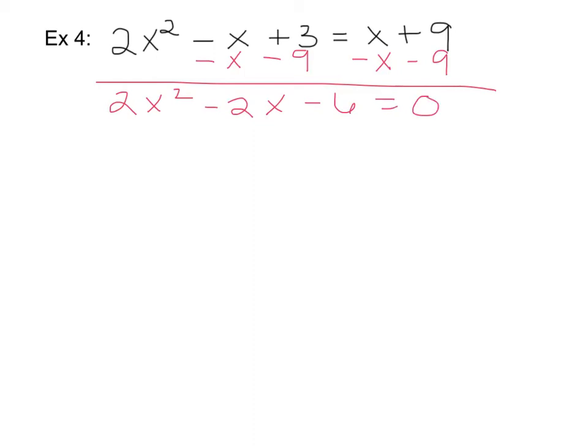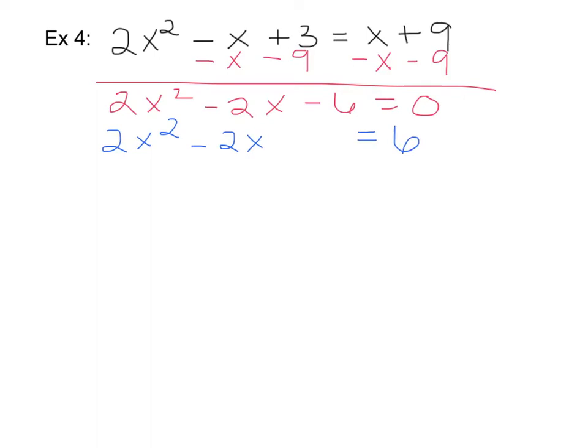And if you were to look at the book at this point in time, you're going to see that it divides by 2, so that way it can make this have a coefficient of 1. We are not going to do that. So our first step is still to move c to the other side. So 2x squared minus 2x equals positive 6 now.